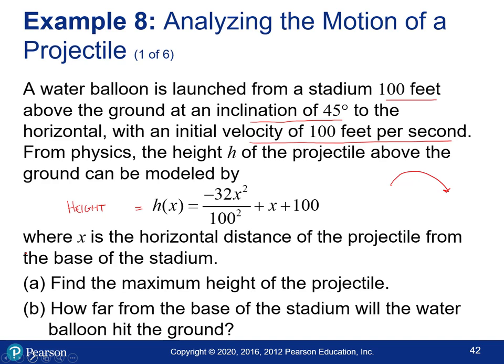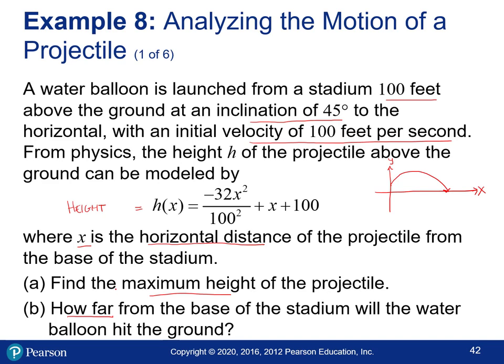Okay, now x represents the horizontal distance. So x is how far this water balloon travels horizontally. If we want to put an x-axis here, it would be the horizontal distance. And then the y value is our function h, so the height. And that's the horizontal distance from the base of the stadium. And then part A, find the maximum height. And then B, how far from the base of the stadium will the water balloon hit the ground?